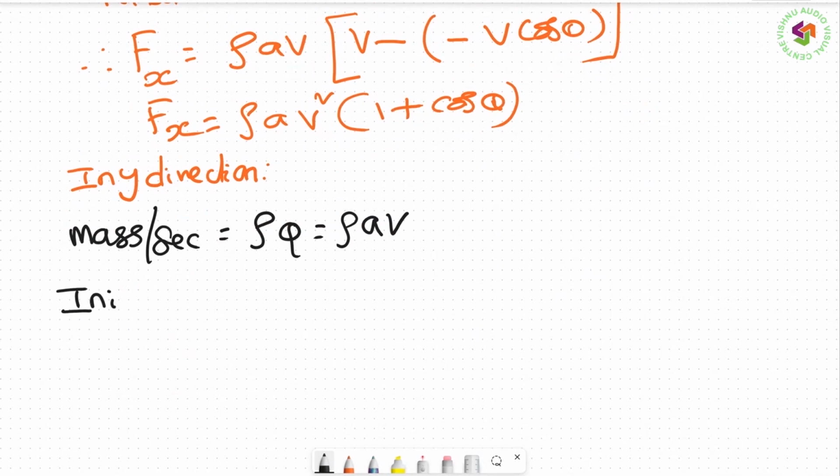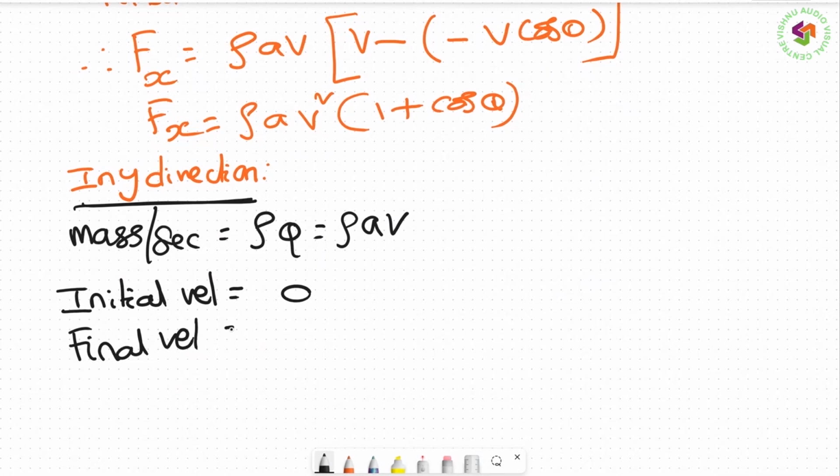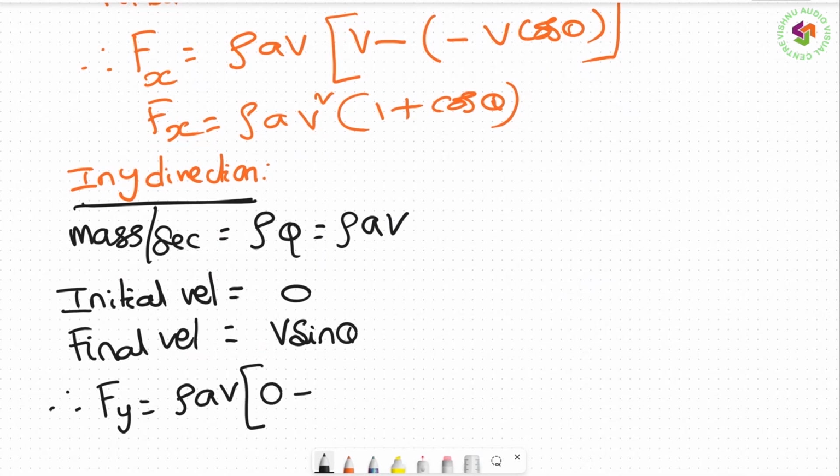Initial velocity, which direction should I take? In y direction. The whole initial velocity is in the x direction. So in y direction, the velocity is equal to 0. Therefore, final velocity is equal to V sin theta. V sin theta is acting in which direction? Upward direction. Therefore, Fy is equal to mass per second rho AV into 0 minus V sin theta. So it is minus rho AV square sin theta.